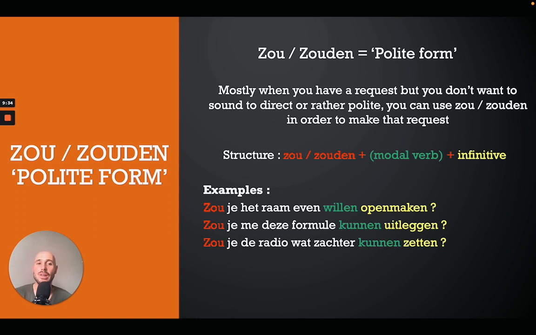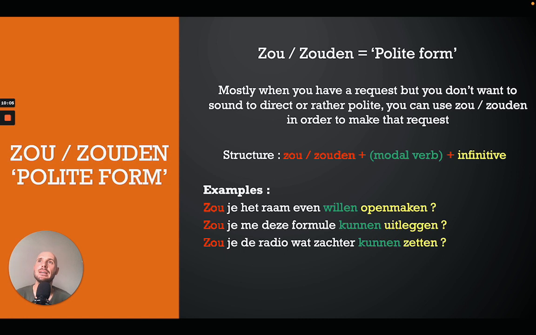Alright, so basically, mostly when you have a request, but you don't want to sound too direct, or you want to be rather polite, you can use zou or zouden in order to make that request. Why? Because you soften it a little bit. It sounds less direct and it sounds more polite. So the structure, as you can see, take a look at the different colors also. Zou and zouden. Then there would be your modal verb, and then there would be your infinitive. Modal verbs, think about the verbs like zullen, kunnen, mogen, moeten, and willen. Right? These 5 are modal verbs.